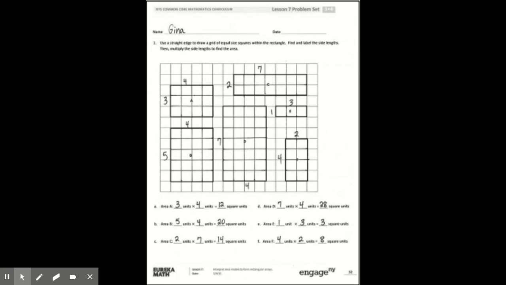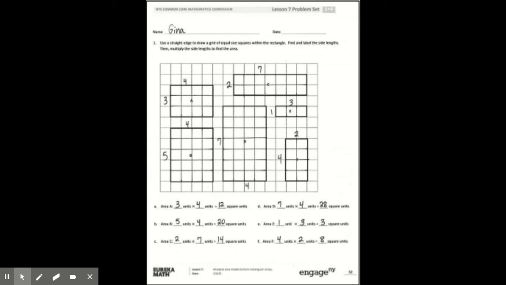So on A, if we look, then you have to label your sides. And you're going to multiply the side lengths to find the area. So on A, you had 1, 2, 3, so a side of 3, 1, 2, 3, 4, a side of 4. So if we come down here, area A would be 3 units times 4 units equals 12 square units. And if you ever want to check that, you'll go up and you'll count your number of squares inside this rectangle.